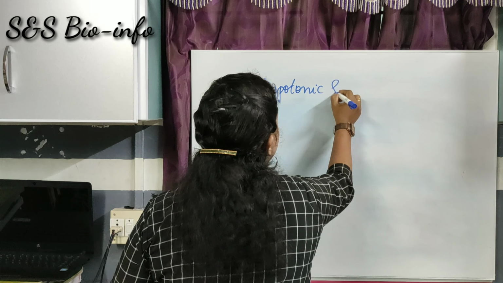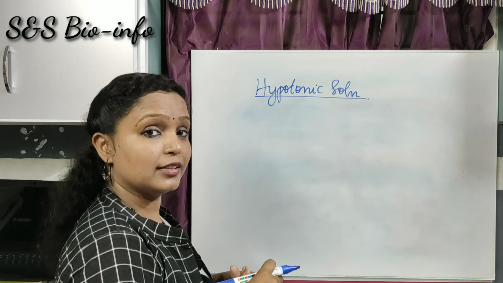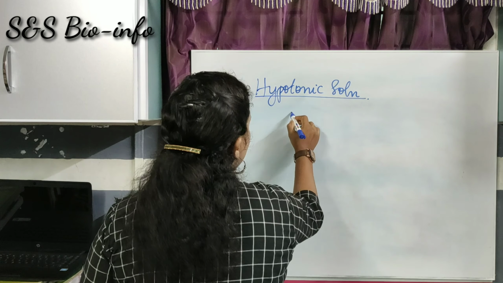Hypotonic solution. This solution has more water than solute. So, suppose a beaker containing hypotonic solution. It has more water and less solute. Then what will happen if we put a cell into the hypotonic solution? Suppose this is a cell. Okay, so what happens here? The amount of water present in the cell is comparatively very less.